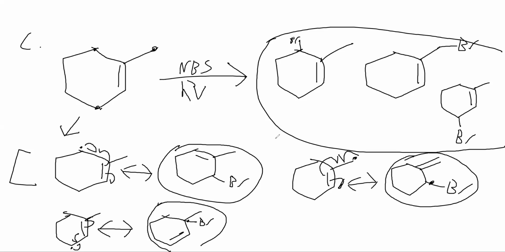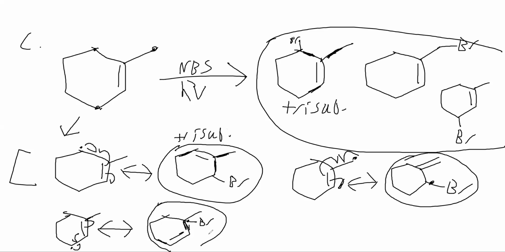Now to determine the most stable one, again, we'll look at alkene stability first. For all three of these ones at the top, we have three substituents on the double bond, so it's tri-substituted. Now this one here also has three substituents, so that's also tri-substituted.